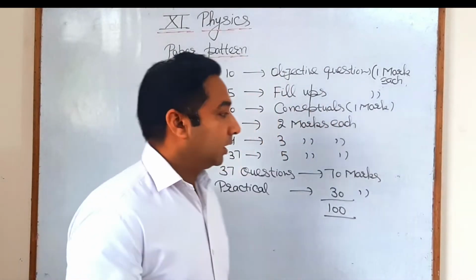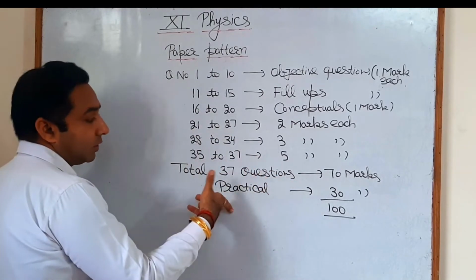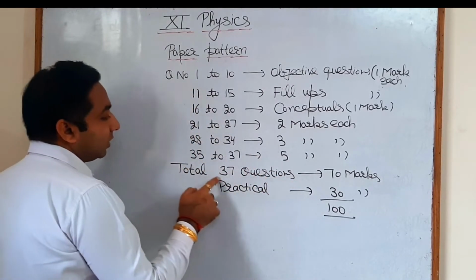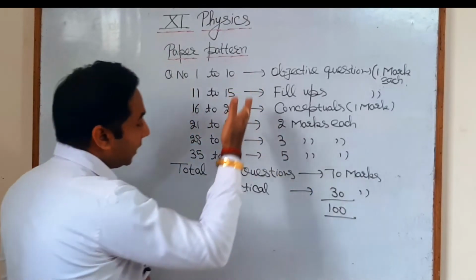In this slot, you are dealing with the long answer questions. So in total we have 37 questions and the total marks is 70. It is written on the board.